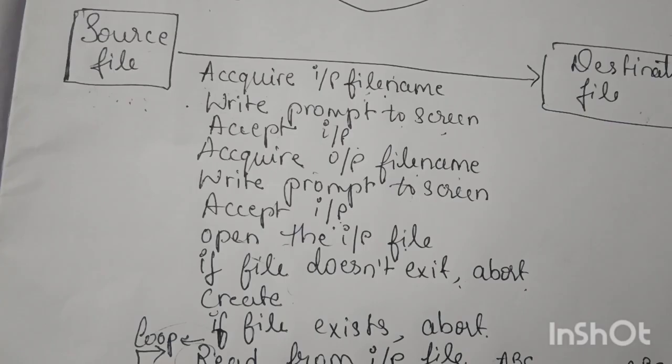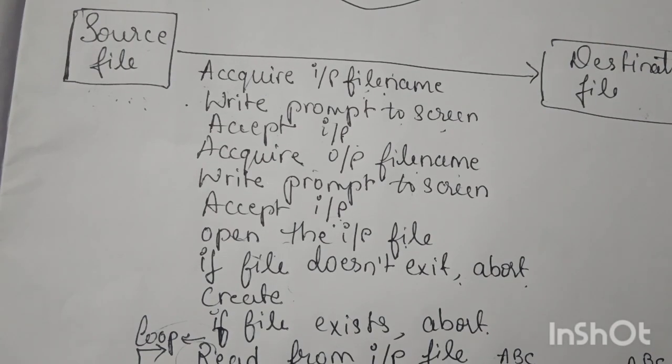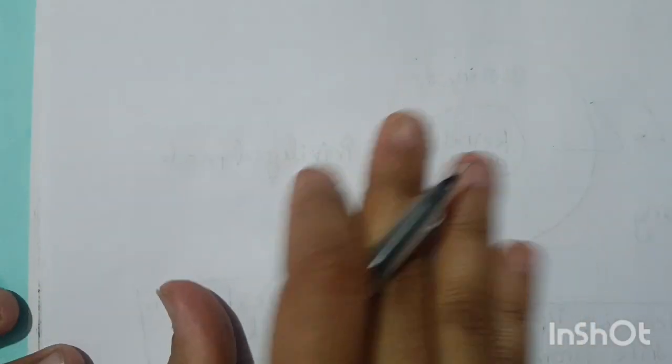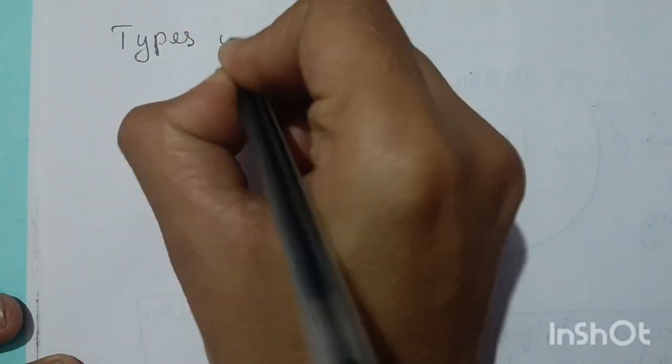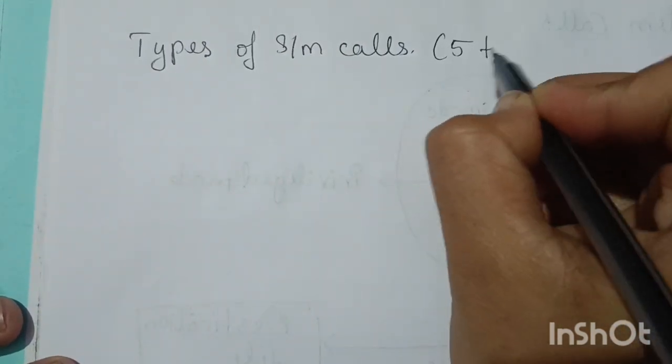Now next, we will be seeing the types of system calls. In this topic you need not know much, and it is rarely asked, but once they have asked it for 10 marks. So the types of system calls are also important. How do you remember how many types? First, remember there are 5 types.